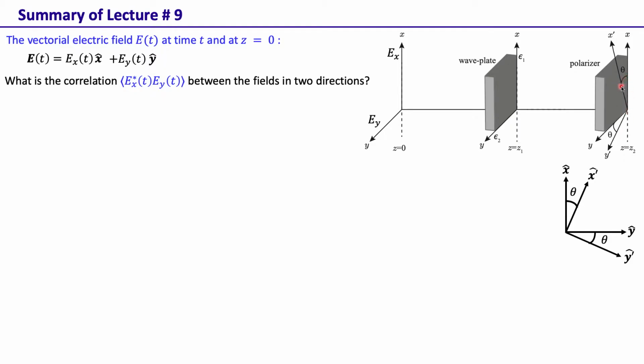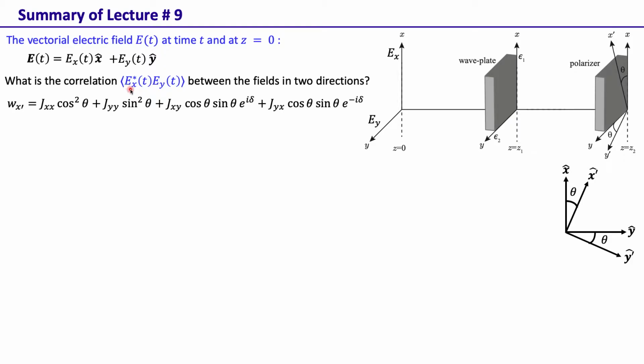The coordinate axes at theta are x prime, y prime, and x and y are the original polarization directions. When we look at the intensity in this x prime direction, we find that it has four terms. The first is the component of the x polarization that makes it through the polarizer x prime. The second is the component of the y polarization that passes through the polarizer at x prime. The third and fourth are the interference terms.